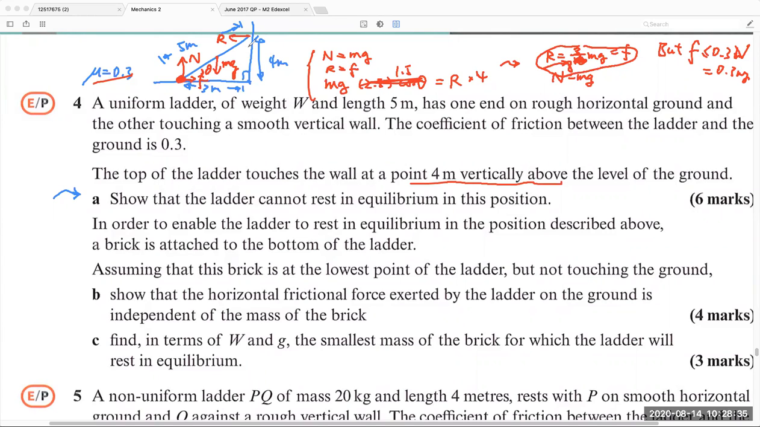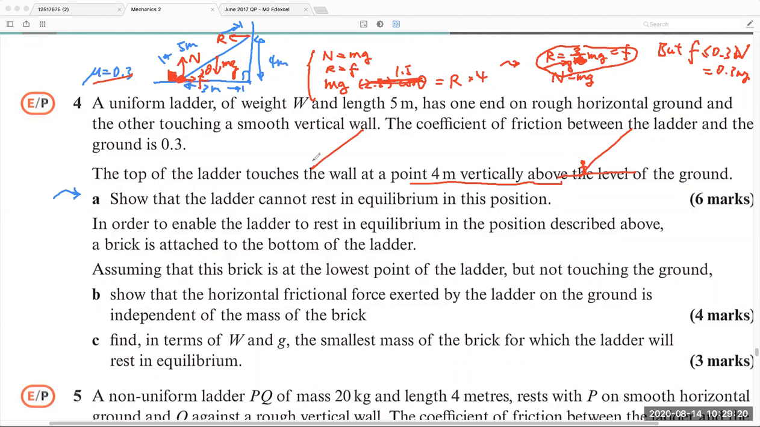Then no question, let's have a look at part B. So right now to make the ladder be at rest in equilibrium, there is a brick at the bottom. Assuming that the lowest point is not touching the ground. What does it mean, not touching the ground? Maybe it's attached to the wall or something, I'm not sure. Oh, it looks like you just consider a man sitting at the bottom of the ladder, but the man does not touch the ground.